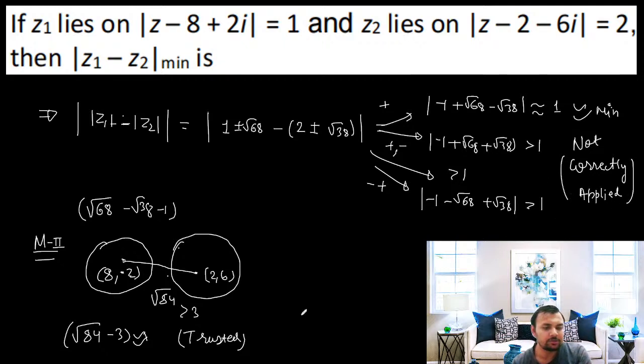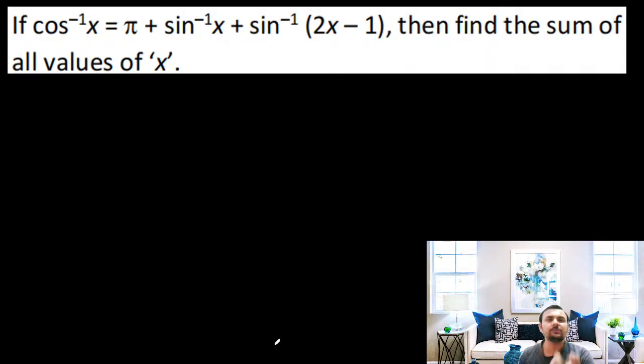Okay? So this is the answer. Cos inverse pi, sin inverse, sin inverse, sin inverse. Sum of all values of x. So can we take sine both the sides? This is pi by 2 minus cos x.